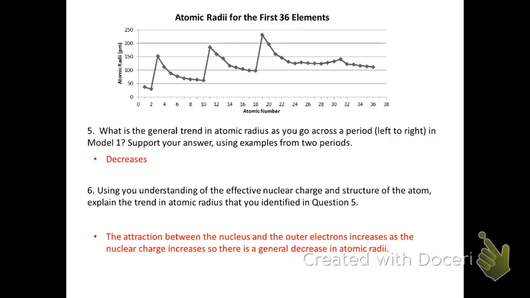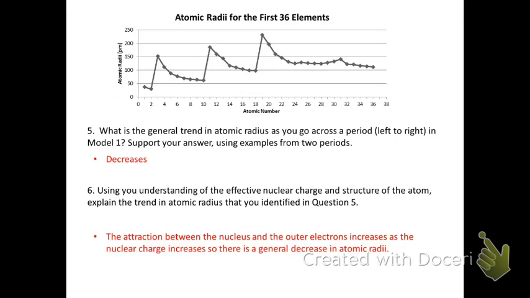So let's review really quickly. Let's take a moment and review the atomic radii. First of all, the atomic radii is going to increase. It's going to get larger as you go down a group from top to bottom, and that is because you are adding more electron shells as you go down the periodic table.